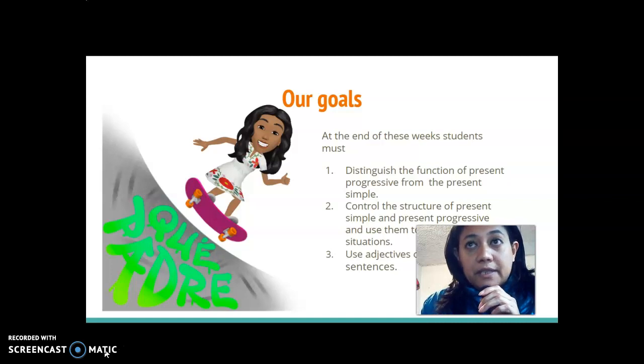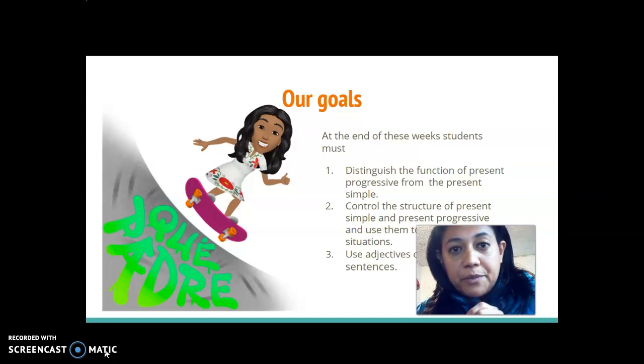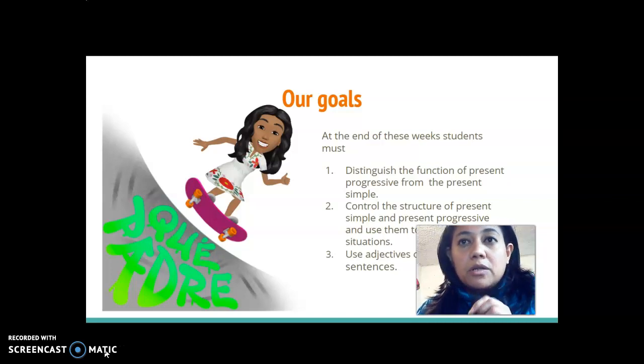At the end of this time, you must be able to distinguish the function of present simple from the function of present progressive or present continuous. You must be able to control the structure of present simple and present progressive to describe situations. And also you must be able to use adjectives of feelings in some sentences, right?